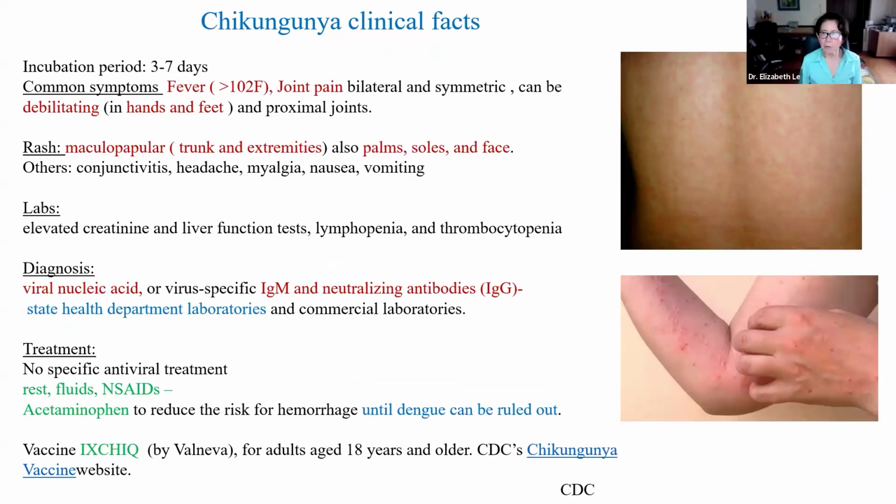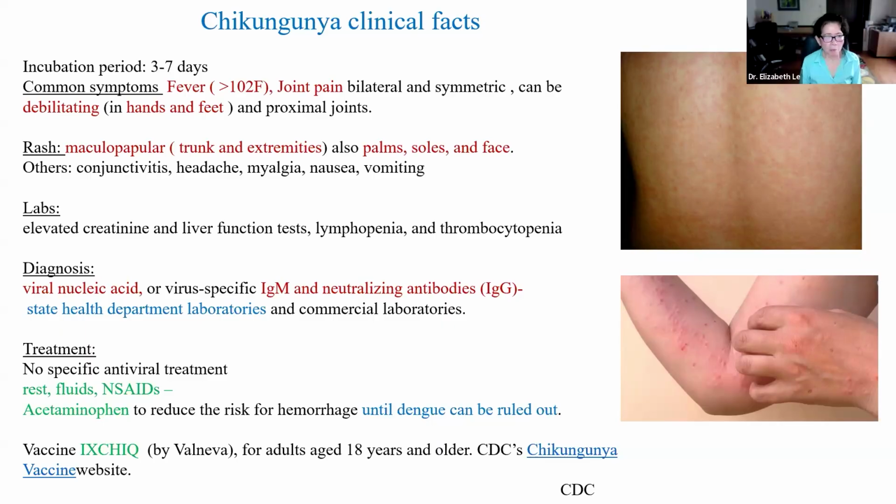Chikungunya, how do you recognize it? Clinical facts: the incubation period is 3 to 7 days, very short, within 1 week. The common symptoms are high fever up to 102, and joint pain, bilateral and symmetric. It can imitate something like rheumatoid arthritis. It can be debilitating in the hands, feet, and the proximal joints.